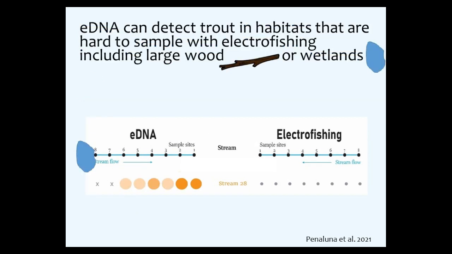And eDNA does really well at detecting trout in habitats that are hard to sample with electrofishing. So in and around large wood, if any of you have tried to sample in and around large wood, it can be really difficult. The fish are really so much better than us. And so it does really well around large wood, and it also does really well in wetlands. As you're able to see here, we get better detection with eDNA when a wetland was located above the stream than when it wasn't.